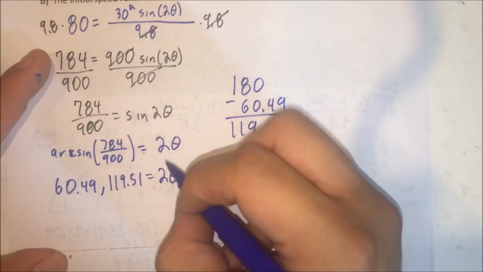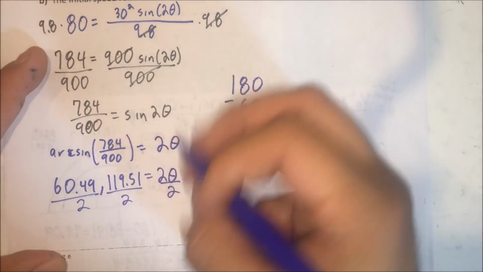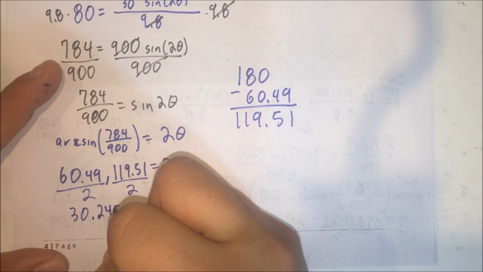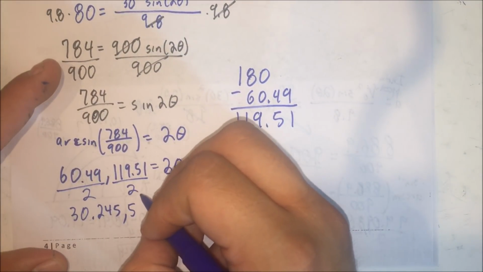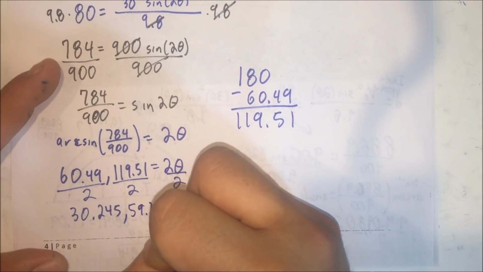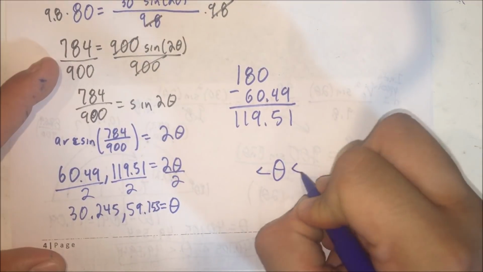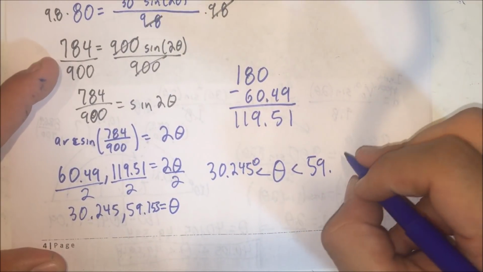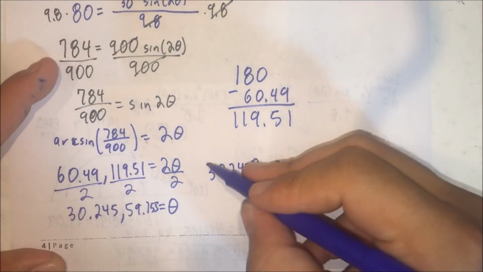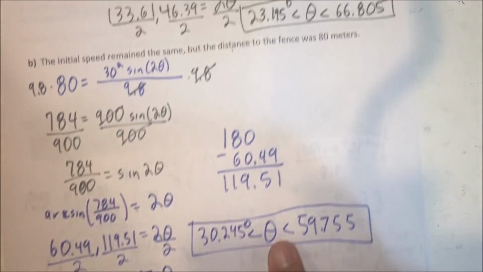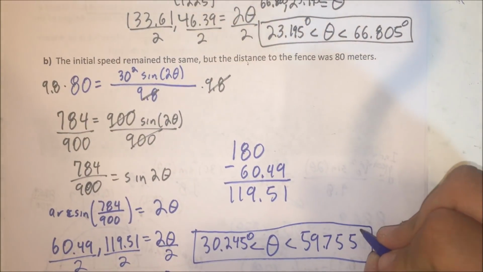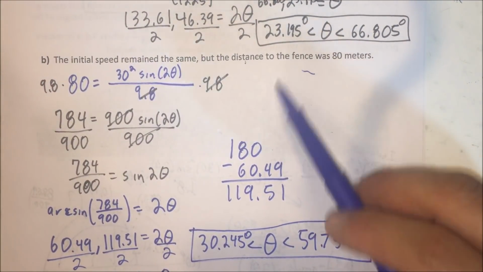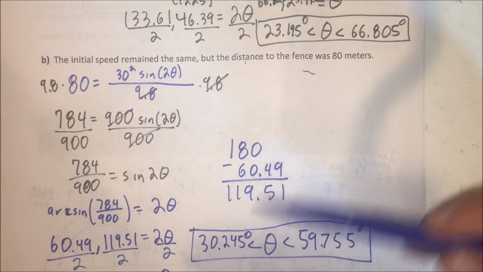But again, we have 2 theta, so we're going to divide everything by 2. Theta is going to be 60.49 divided by 2, which is 30.245. And 119.51 divided by 2 is 59.755. And what that means is now the interval for this baseball player to hit this ball is between 30.245 degrees and 59.755 degrees. And it makes some sense because this is a much larger angle range than in our original problem, and of course if you are closer to the fence you don't have to hit it as hard or with just the right degree in order to get it over that fence of 80 meters.